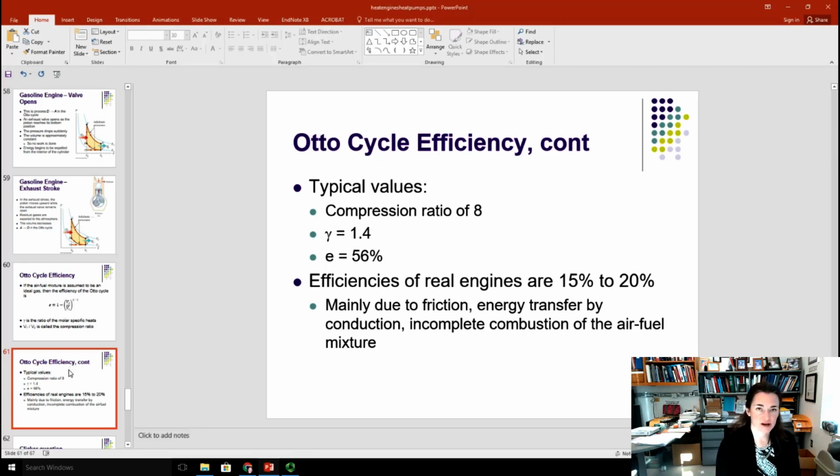So this is the theoretical Otto cycle, but real efficiencies are somewhere like 15 to 20%. Those losses are mainly due to friction, energy transfer by conduction, incomplete combustion of the air-fuel mixture, amongst other issues.